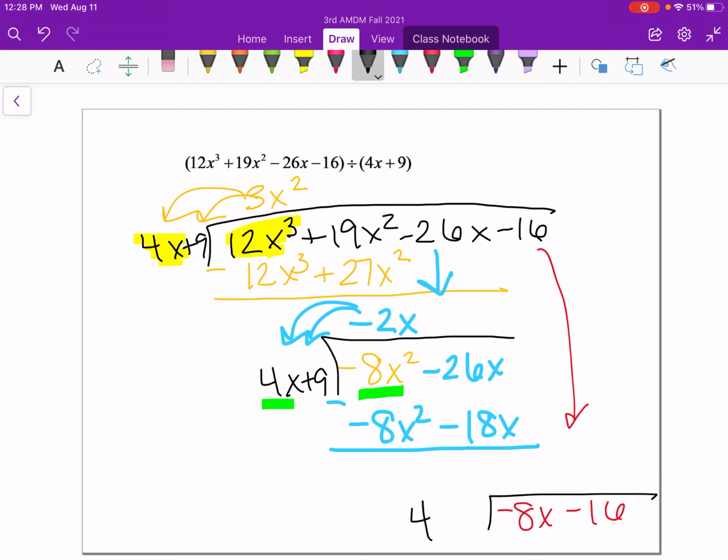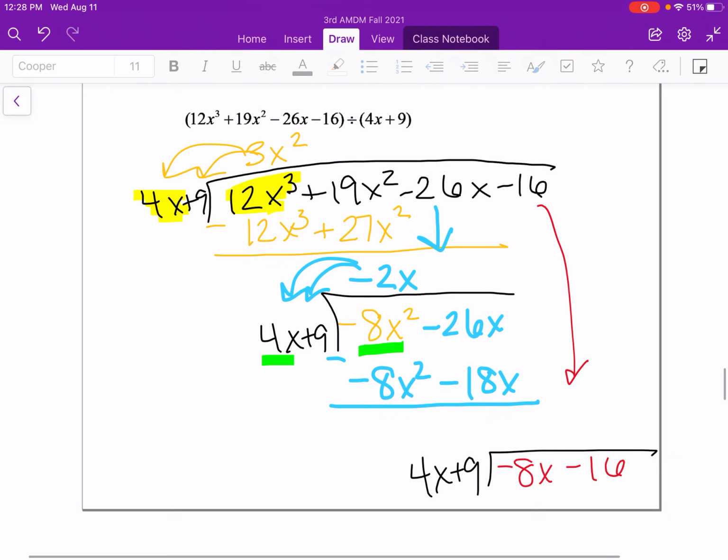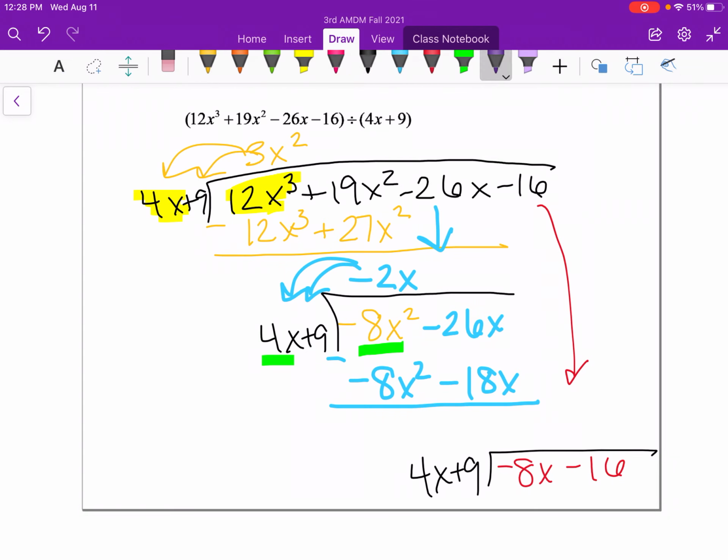Divide again. 4x plus 9. So negative 8x divided by 4x is negative 2. Multiply. I get negative 8x and negative 18. Subtract, and negative 16 minus negative 18 is the same as negative 16 plus 18, which is 2. And that's my remainder. Now, you don't write it like elementary remainder, right?